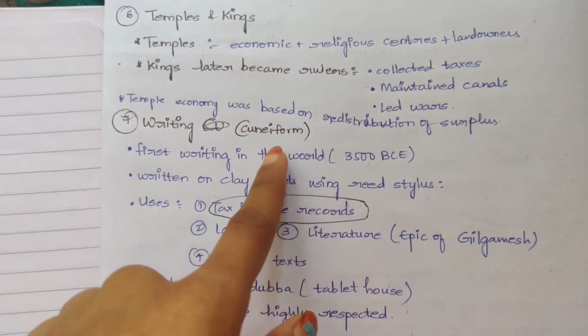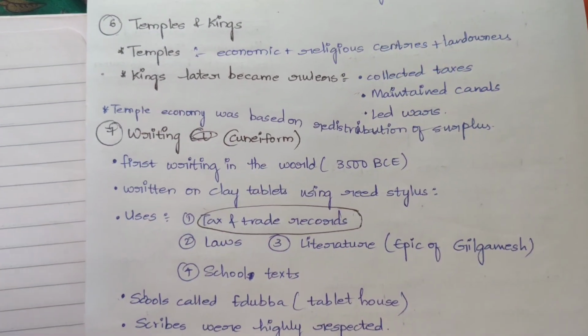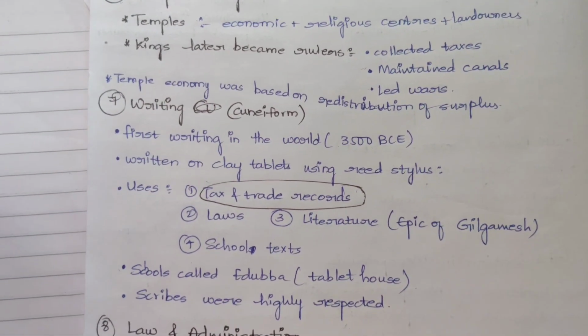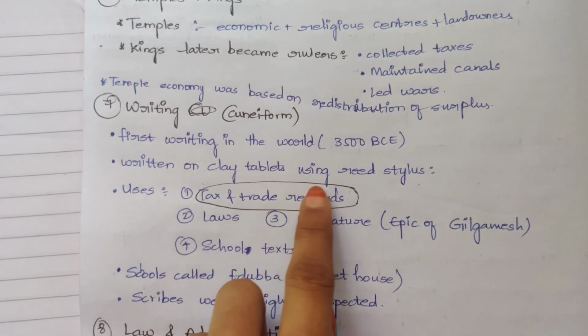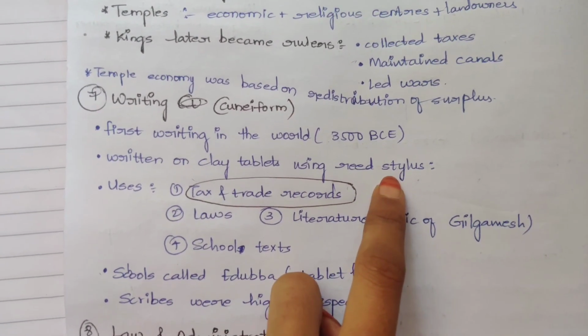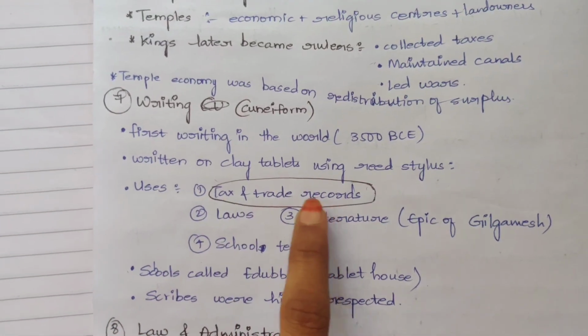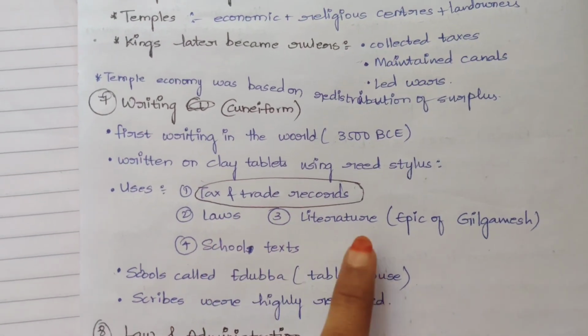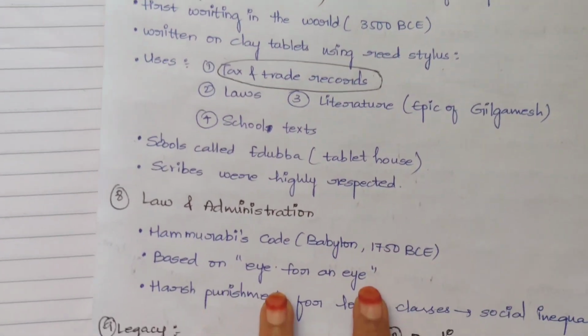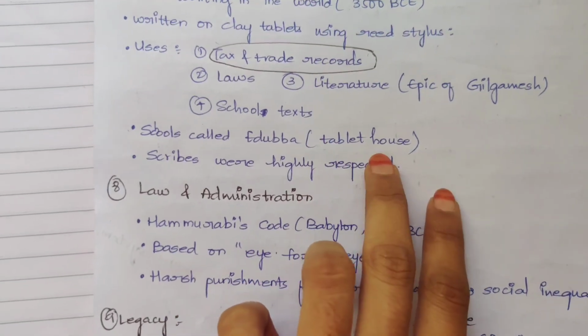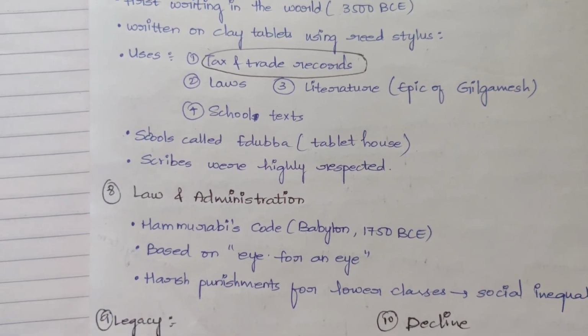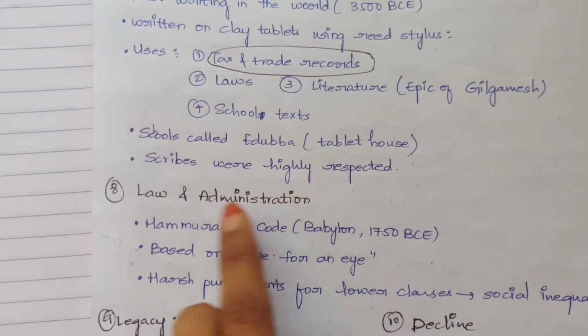Next, writing. Cuneiform was the special writing, and it was the first writing in the world, written on clay tablets using a reed stylus, and it was mainly used for writing tax and trade records. Then come laws, literature, schools, texts. Schools were called Edubba, the tablet house. It was a kind of tablet house, so they named it Edubba.